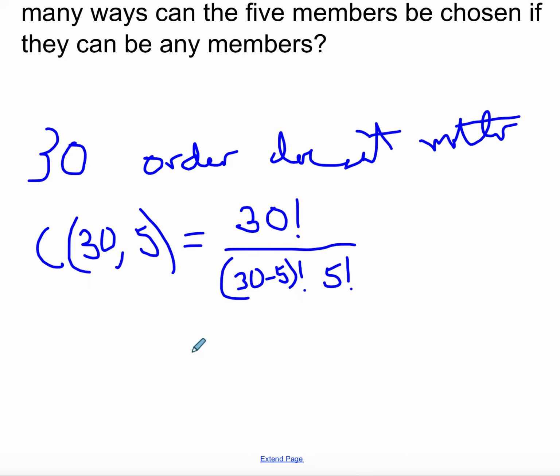And so think about it this way. Let's find out what these things are. You can't multiply these numbers together. You have to find what the 30 minus 5 factorial is and find what the 5 factorial is first, and then multiply those together. Think of it as kind of like a square root where you can't just multiply the square roots together. You have to do the calculations. So 30 minus 5 is 25.